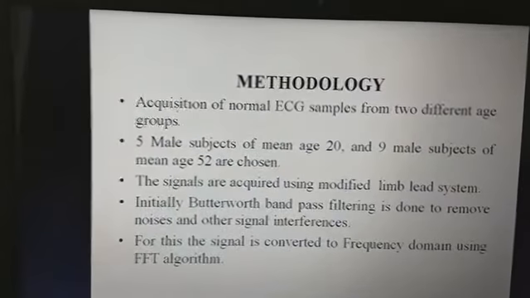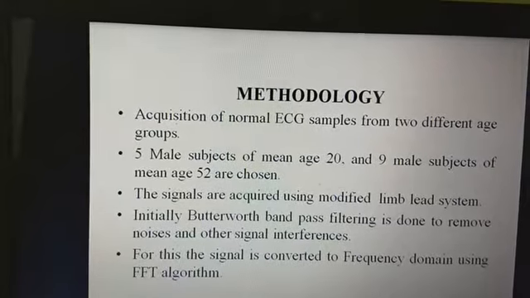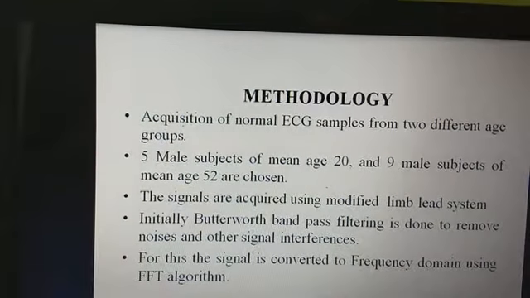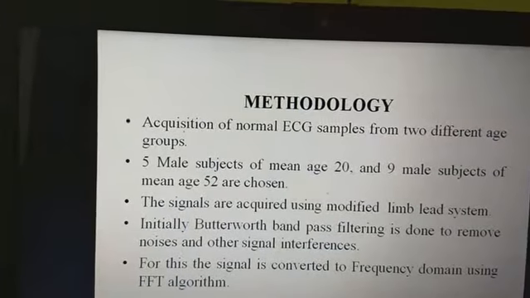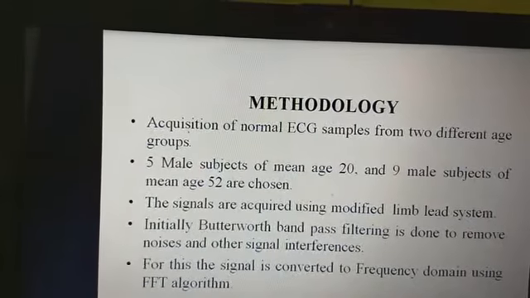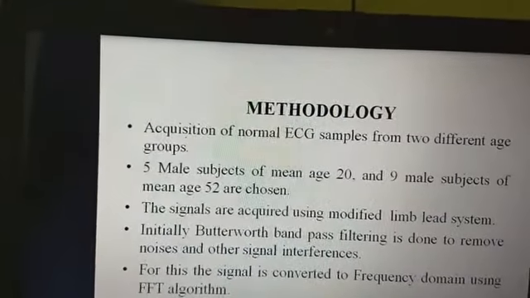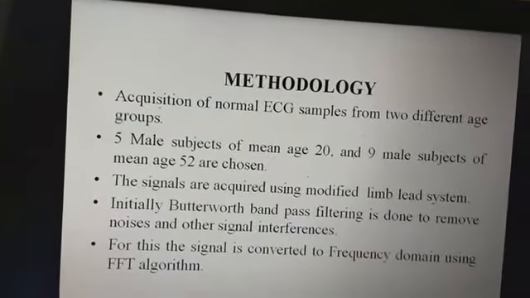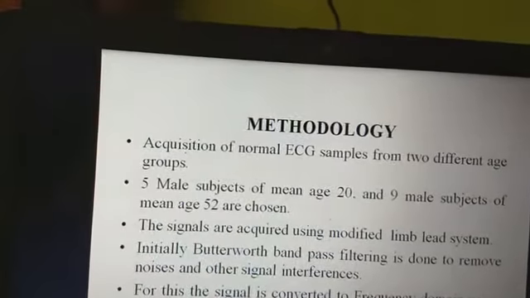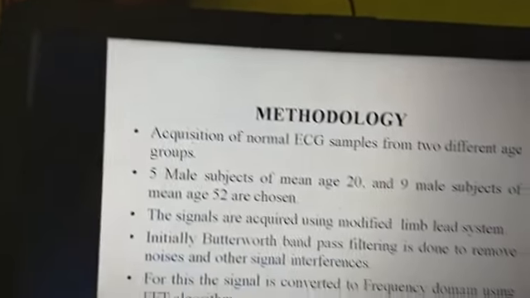Methodology. The acquisition of normal ECG samples from two different age groups. First, 5 male samples of age group 20 and 9 male samples of age group 52 are chosen. The signals are acquired using the modified limb system. Initially, a Butterworth bandpass filter will be used to separate the ECG signals from the other noises and interferences.